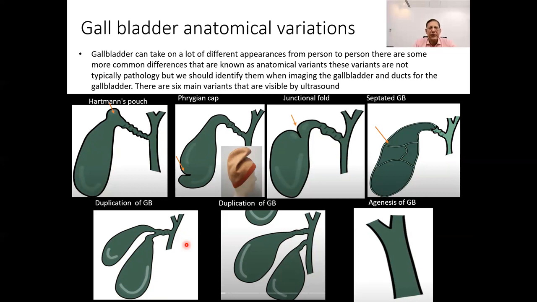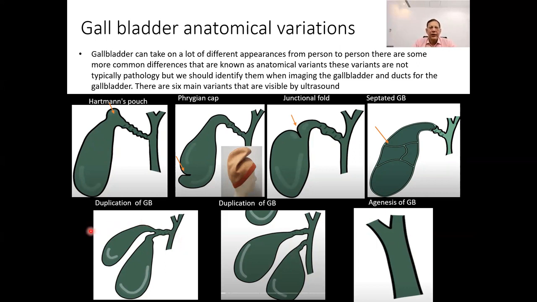So, this is nothing to worry about. This is nothing pathological. It's just variation from person to person. But we should be aware of these anatomical variations, so as not to confuse them with some pathology. And there is some significance to some of these variations, like Hartmann pouch.